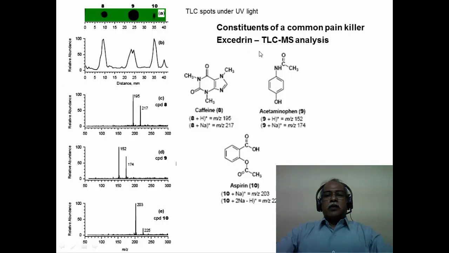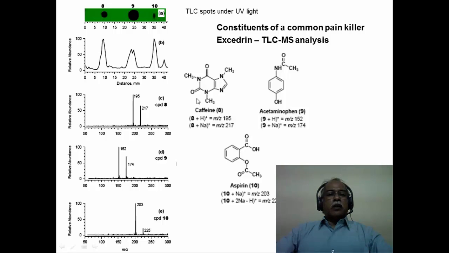Here are the constituents of a common painkiller called Excedrin. This is available in the market, and Excedrin has 3 different molecules, which are caffeine, acetaminophen and aspirin. Aspirin and acetaminophen are analgesic in nature. Caffeine is essentially a stimulant, so this is a mixture that is present in Excedrin. The TLC analysis essentially shows 3 spots, spot number 8, spot number 9 and spot number 10, corresponding to compound number 8, 9 and 10, which are marked here, for example.